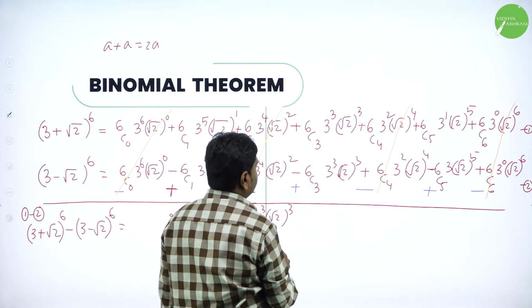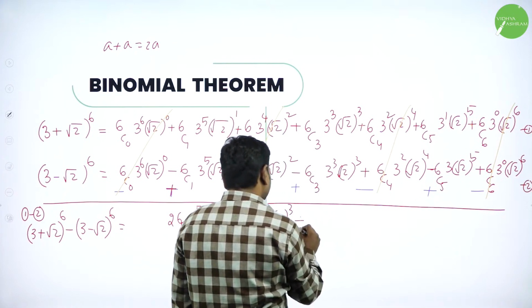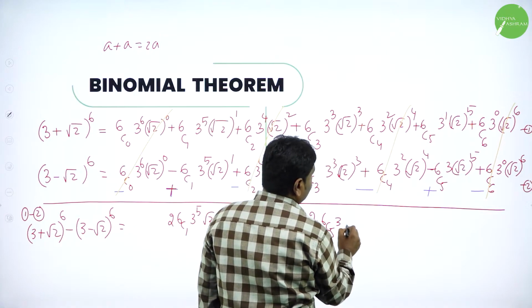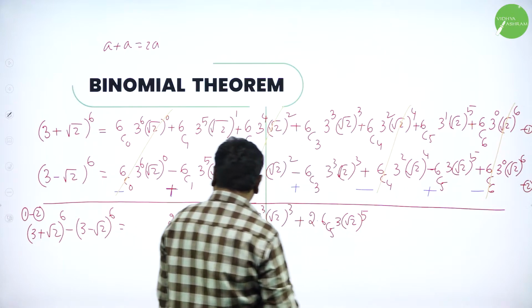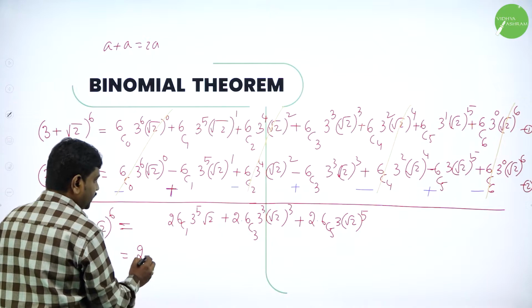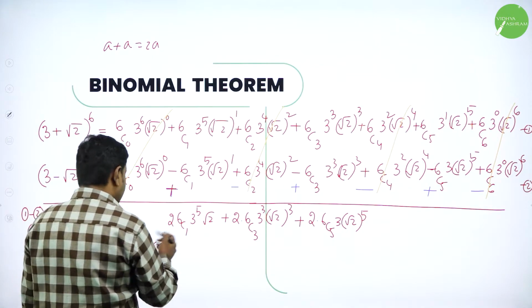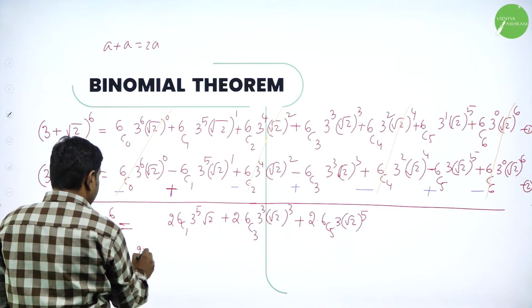And then we have these two adds up. 6C5 plus 6C5, 2 times 6C5, and 3 into root 2 power 5. That's it. So in all the terms you can take 2 common. If you take 2 common, you will be left out with 6C1. Or we'll simplify each term and finally we'll calculate the value. 6C1, what is 6C1?